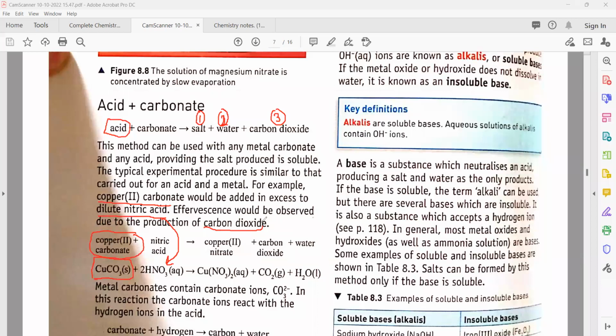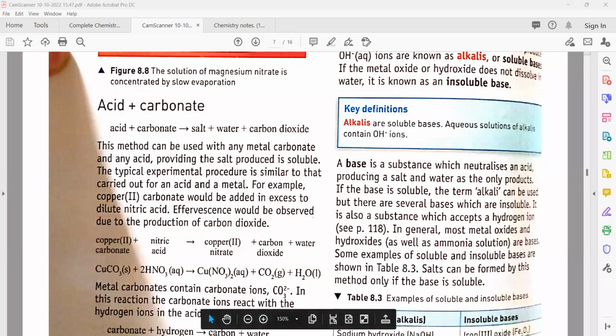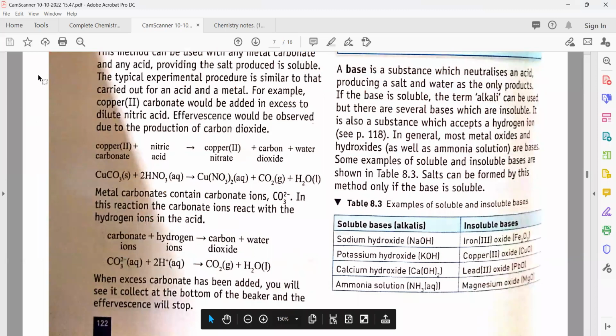In the last method, we also got effervescence, but that effervescence was due to H2, hydrogen gas. Okay, my dear, don't forget. But in this reaction, we get the effervescence due to carbon dioxide gas. Now let's see the reaction here, how the products are formed and what the procedure is.